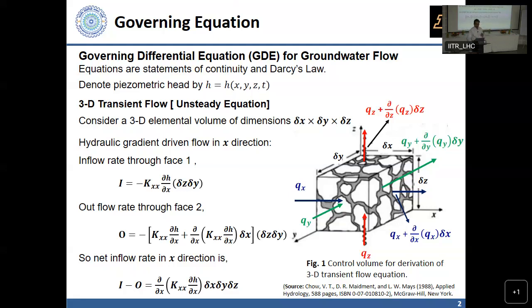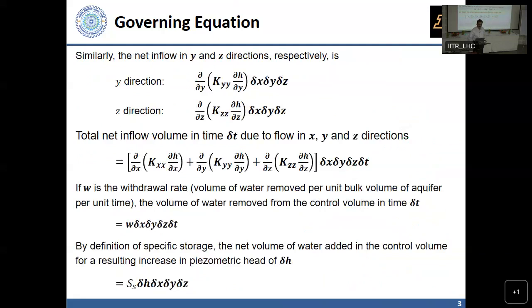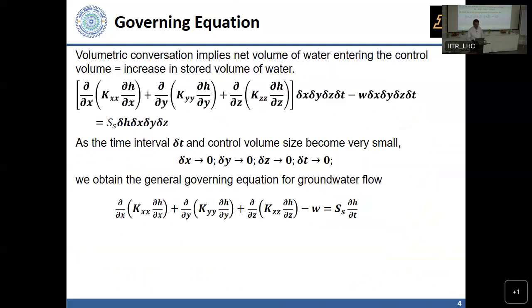So our volumetric balance will then say, this is the amount of water that's entering in time delta t. This is the amount we have removed. So this is the amount that we have added into storage. And so we are going to try and equate all these. And then in the limit, we think of all these delta x, delta y, delta z, and delta t all going to 0. We're going to try and make them pretty small. We'll divide throughout by delta x, delta y, delta z, delta t. And therefore, we will get this continuous form of the governing differential equation.